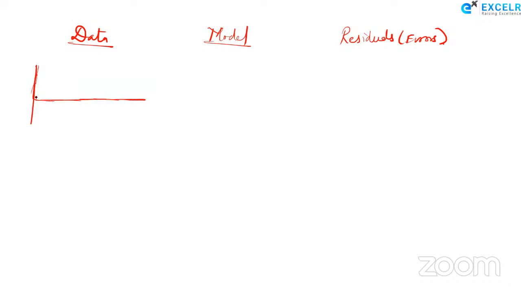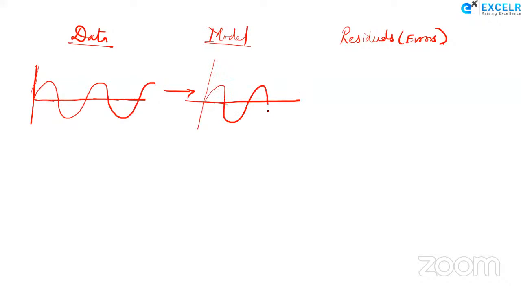So let us say the data is something like a sine wave. This is the pattern in the data. Let us say when you train the model, the model is able to capture this particular pattern of the sine wave.